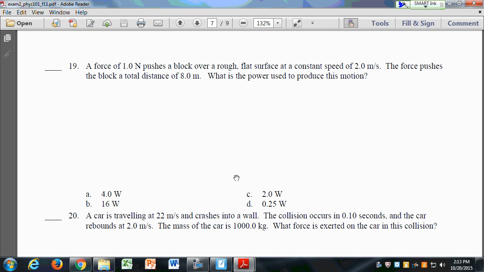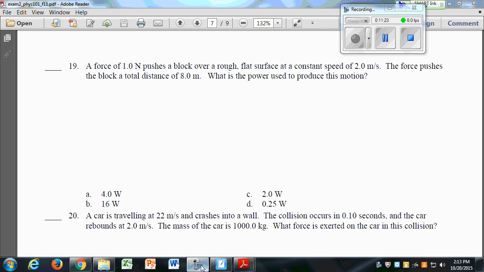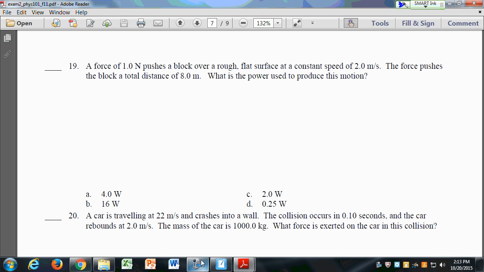Okay, so this is a good work energy problem. This is fall 2011, exam 2. Did I start the recording? I did. All right, this is fall 2011, number 2, and it says a force of 1 Newton pushes a block over a rough flat surface at a constant speed of 2 meters per second, a total distance of 8 meters. What is the power used to produce this motion?